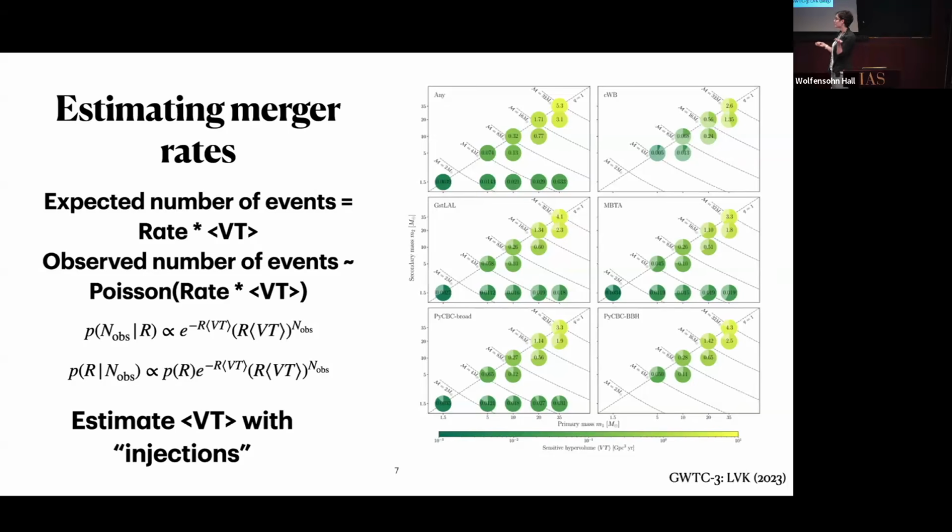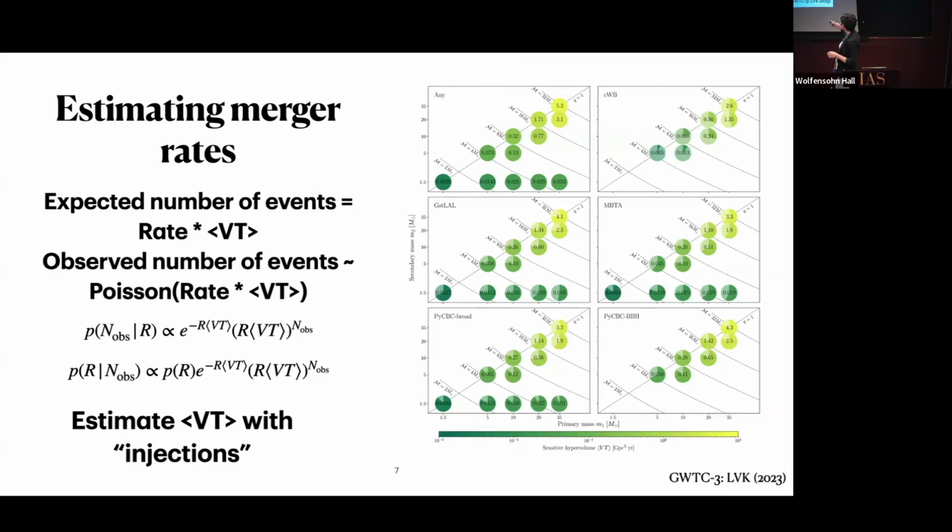You can easily turn that into a posterior using Bayes' theorem. The posterior on the rate, which is what we're trying to infer here, given N obs, is proportional to the prior times the likelihood. Okay, and this VT term is something that we estimate with injections, which are simulated signals that we inject into real detector noise. This plot is from the third Gravitational Wave Transient Catalog paper.